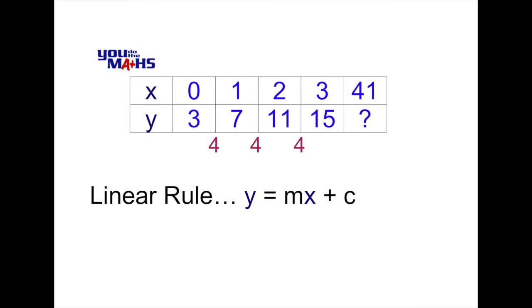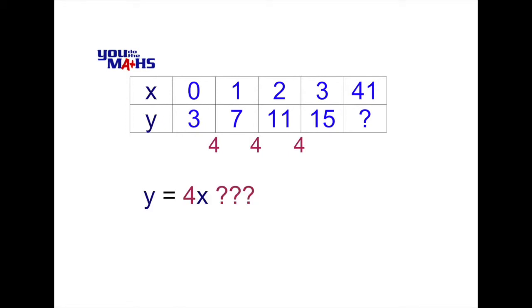Now the 4 indicates the m value. Straight away we can write down the rule is y equals 4x. So that common first difference of 4 always goes at the start of our rule, and you can apply that every time when you have a common first difference. What we'll do now is we'll test it and see if it works.